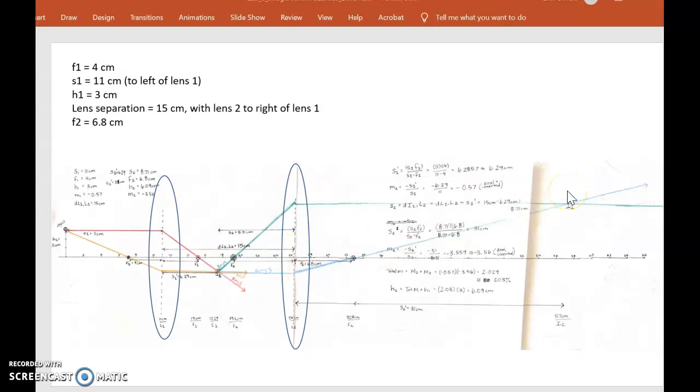And so this all makes sense because when you use the math of S1 times F1 divided by S1 minus F1, and you do that for S2 and F2, you get 6.29 centimeters and 31 centimeters. So 6.29 is the distance away from lens 1 that the image is viewed at, and that's also where these two lines cross, so that's correct.